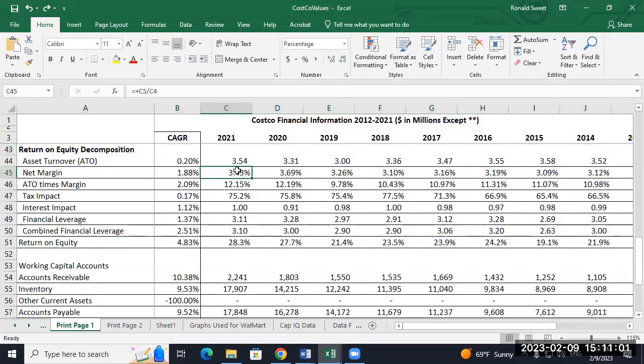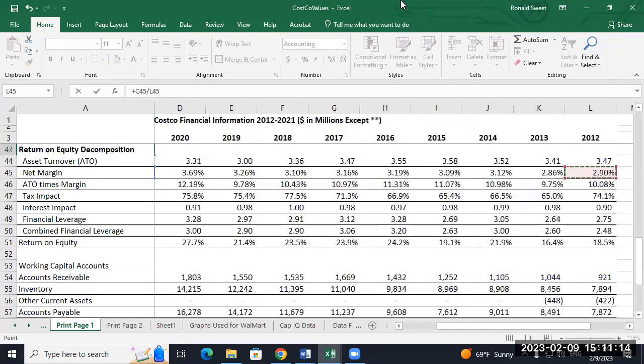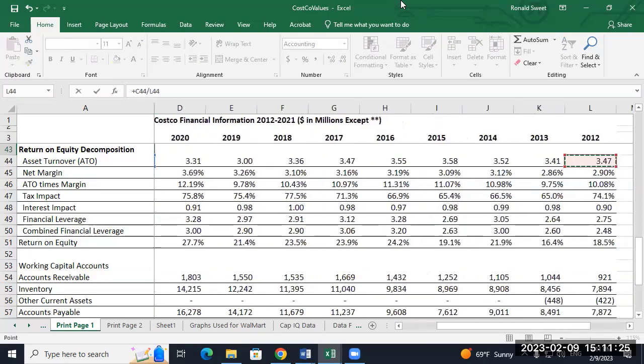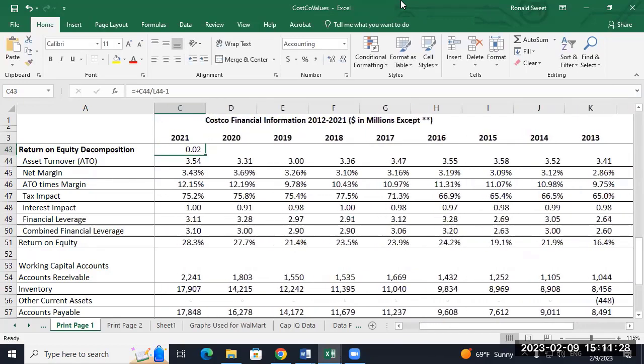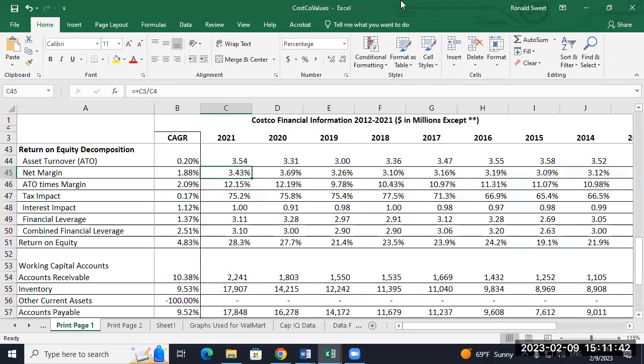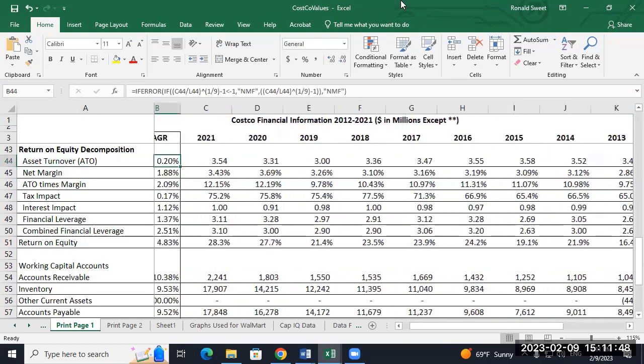So like if margin goes from 2.9 to 3.4, you might say that's not much, but that's a fairly significant increase. That's like an 18% increase. So that's pretty good. That's a pretty significant one. Their turnover went from 3.47 to 3.5. That's only a 2% increase. So you can see for Costco, the improvement in asset turnover times margin is really coming from that margin improvement. Going from 2.9 to 3.4 is much more impressive than going from 3.47 to 3.54.